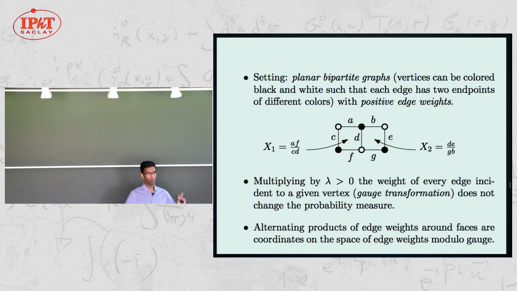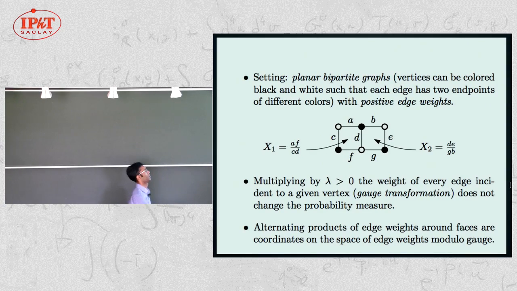And if on your graph you have 2 different collections of edge weights which are related by a sequence of gauge transformations, potentially at different vertices, these 2 collections of edge weights are called gauge equivalent. So since what we care about are not really the edge weights, but rather the Boltzmann probability measures, what we are going to consider are not just the edge weights, but collections of edge weights quotiented out by gauge transformations. And on that space, edge weights modulo gauge transformations, we have some nice variables called the capital X variables, which live on the faces of the graph.